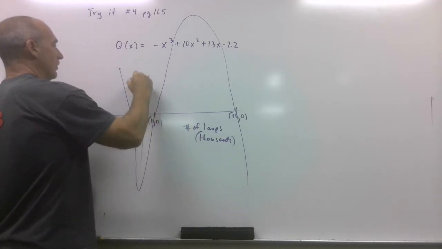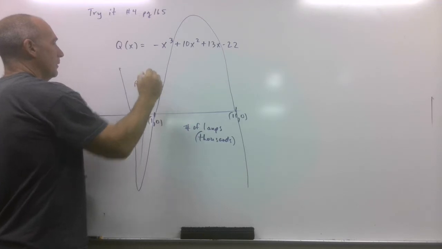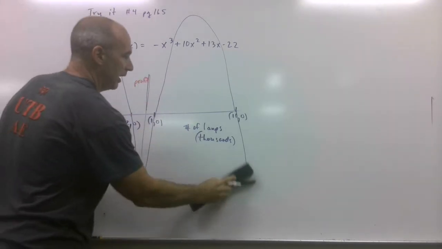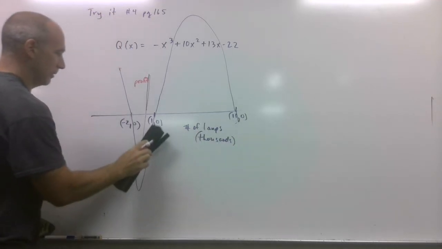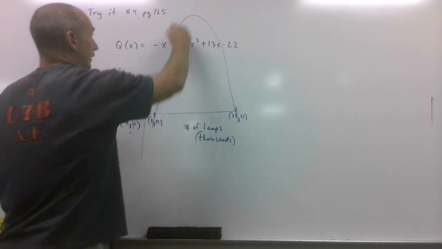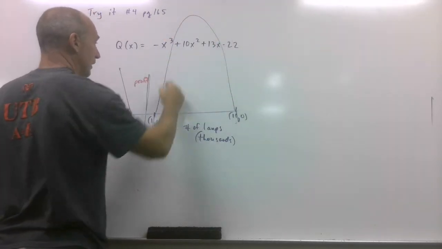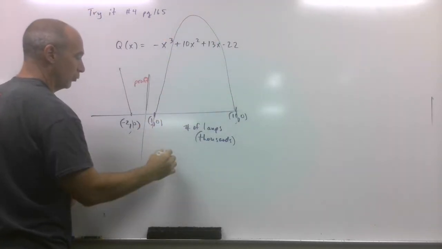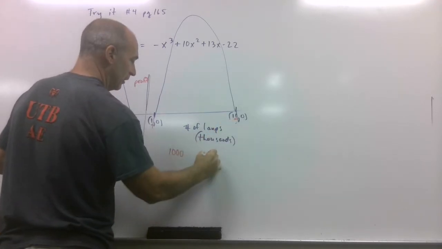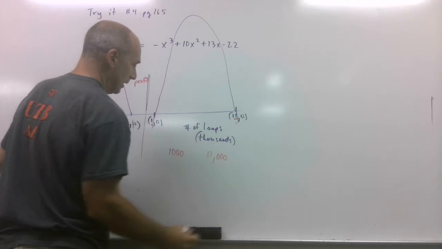Remember, my y-axis is my profit. So I'm only concerned with where this graph is above the x-axis. So I'm not worried about any of this or this, I'm just worried about the profit. So we can see there's great profit here in between 1, which is 1,000, and 11, which is 11,000 lamps.